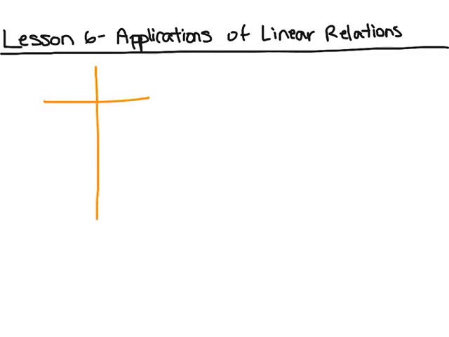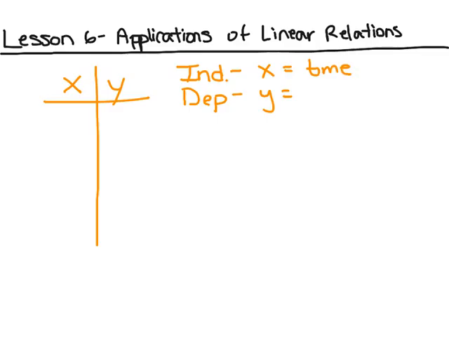So we're going to make a table of values. We have our x's and our y's. Our independent variable is equal to our x's, and our dependent variable is equal to our y's. Our independent variable would be time, and we're going to call it t. And our dependent variable is the depth of water, which we will call d.